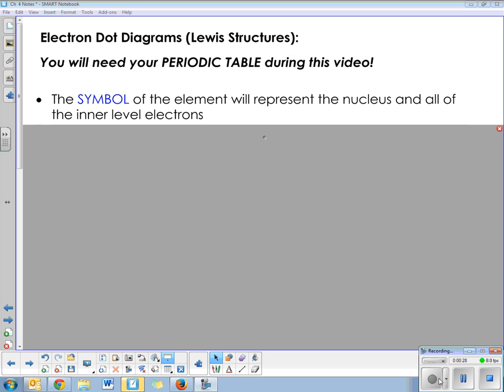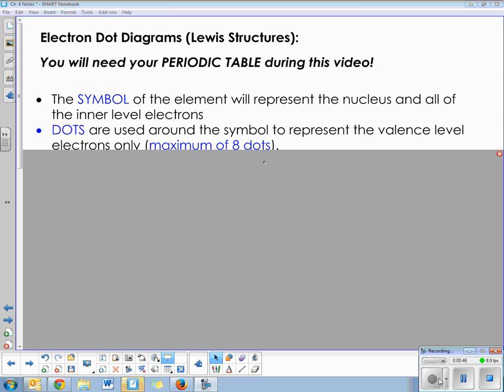What you'll see is, first of all, the symbol for the element. And the symbol represents the nucleus and all of the inner level electrons. By inner level, I'm talking about every single electron except the outermost ones. That's what the symbol represents. We don't need to know how many electrons or anything, that's just what the symbol shows us. Outside around the symbol, you'll see dots. And these dots represent what we call the valence electrons. So the valence electrons are the outermost electrons.